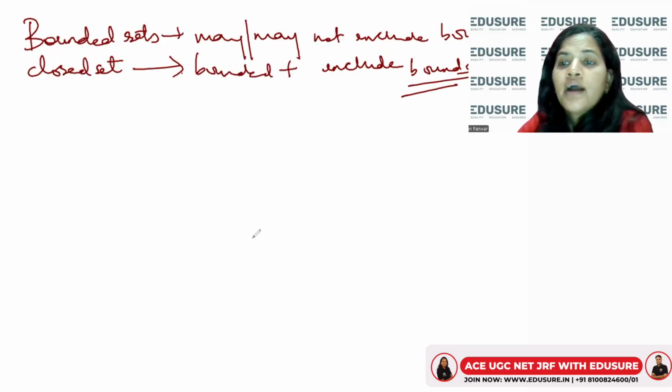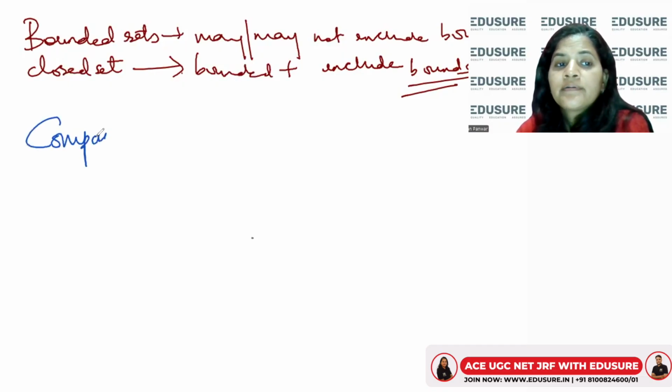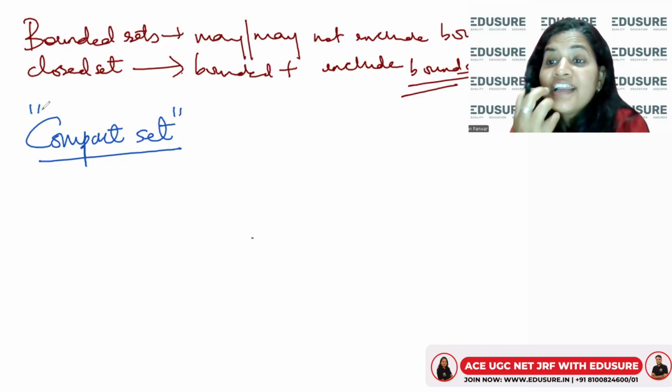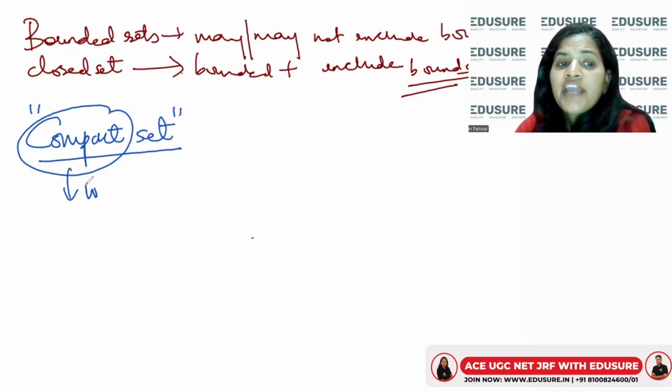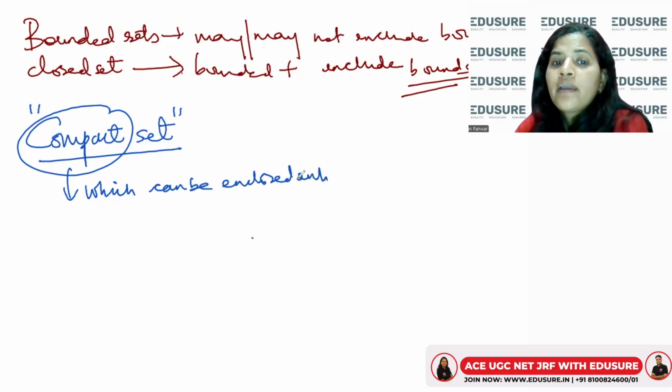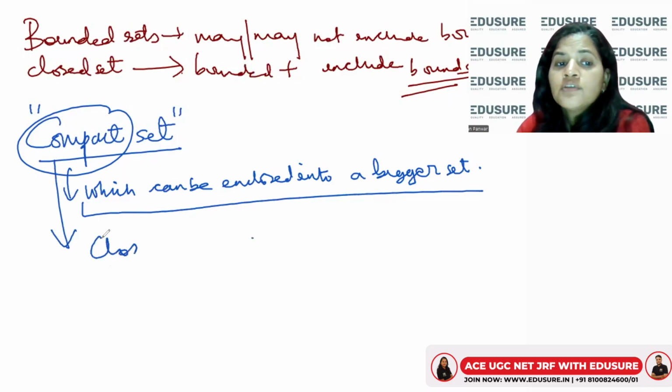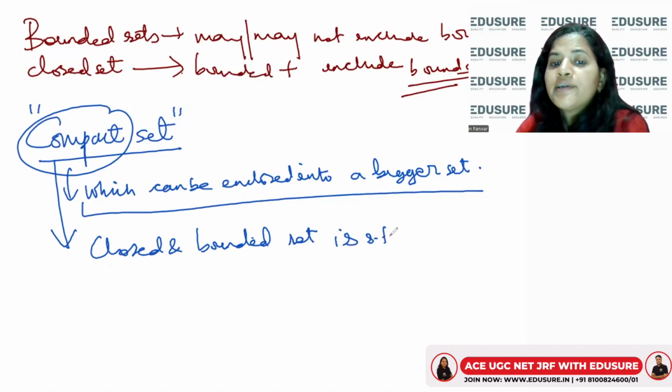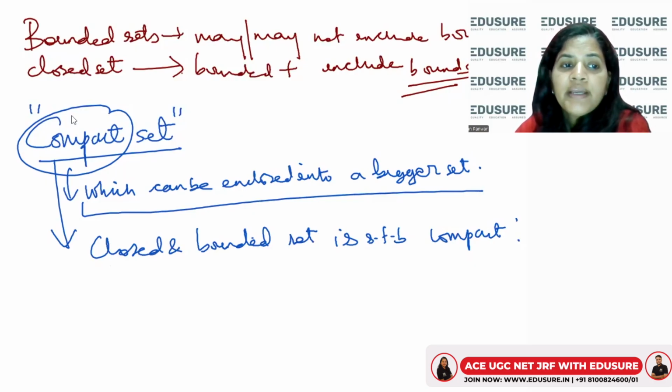Okay. Now, what do you mean by a compact set? What is the meaning of compact in the English language? Compact means which can be enclosed into something, which can be enclosed into a bigger set. उसको compact बोलते हैं. ठीक है. So, what is a compact set? A closed and bounded set is said to be compact.